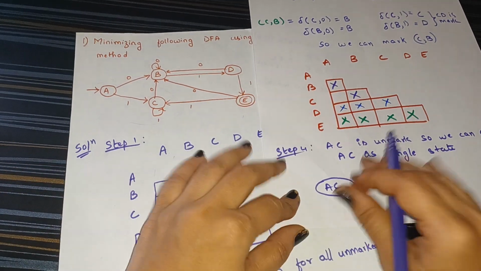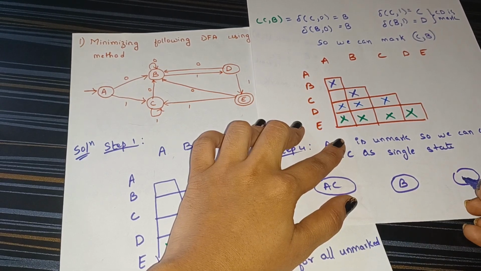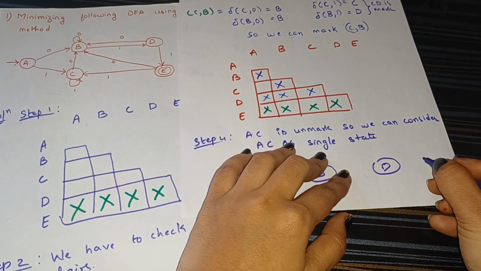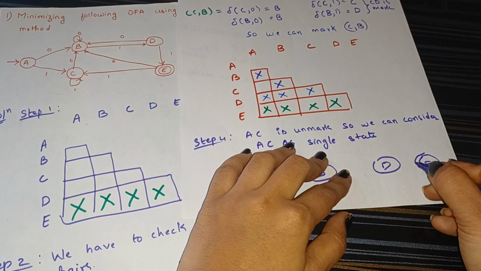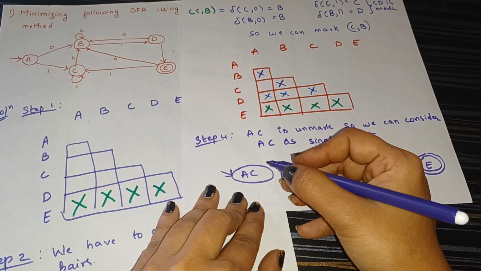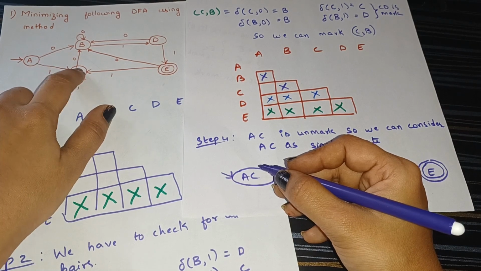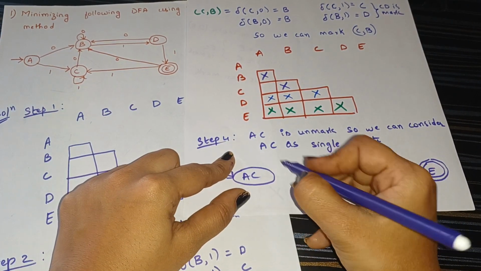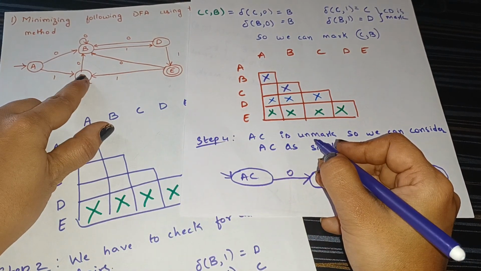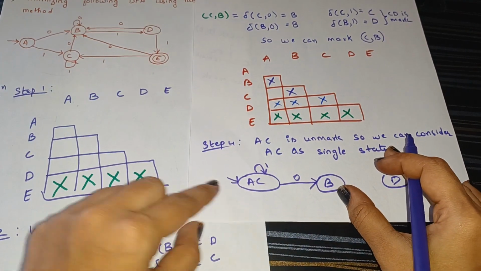So we'll draw a diagram. AC, other states will be similar. B state will be as it is, D state will be as it is, and E state will be as it is, and this is the final state. We'll draw the state diagram, and this is the start state. A on 0 and C on 0: A on 0 is going to B, C on 0 is also going to B, so we will say on 0 it is going to B. A on 1 it is going to C, C on 1 it is going to itself, so AC on 1 it is going to itself.